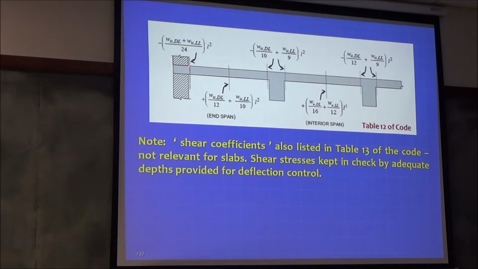And the code says even though you assume this to be simply supported, you have to design for some minimum negative moment because of partial fixity. Okay, there could be a wall on top. If you have a beam, you have support. So anyway, you're going to bend up half the bars, so that will be taken care of. You should know this. There are shear coefficients also, but you don't have to worry for slabs because in slabs shear stresses are negligible.